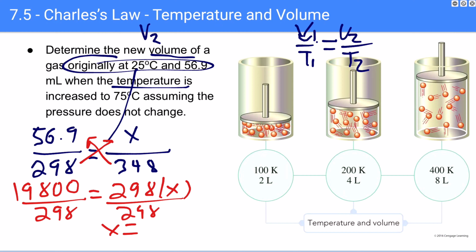So we're going to take that value divided by 298, and I end up with 66.4 as my new volume. And again, we can check our work here. The temperature increased, so the volume should also increase, which it did, which is good. All right, so we're going to continue moving forward, but just make sure you take a look at those variables, figure out what you're trying to solve for, and go from there.